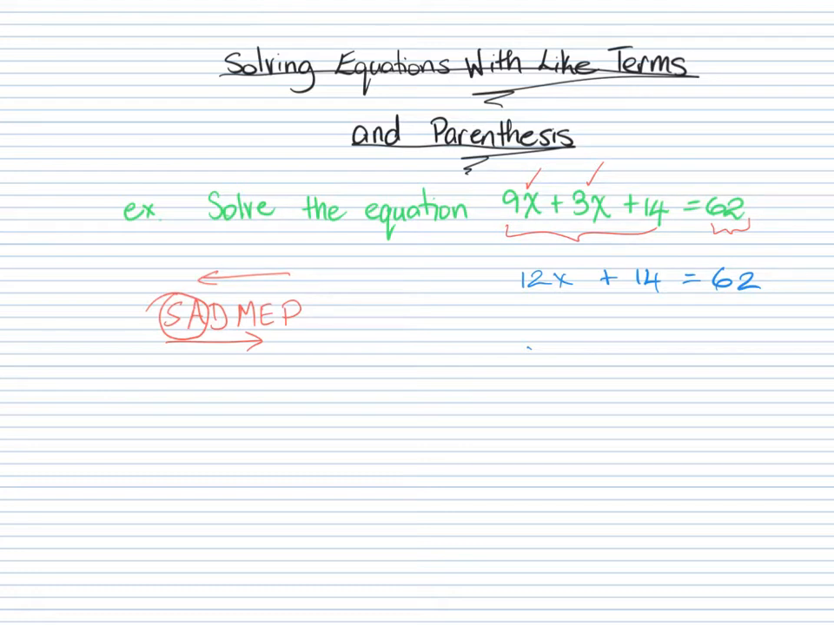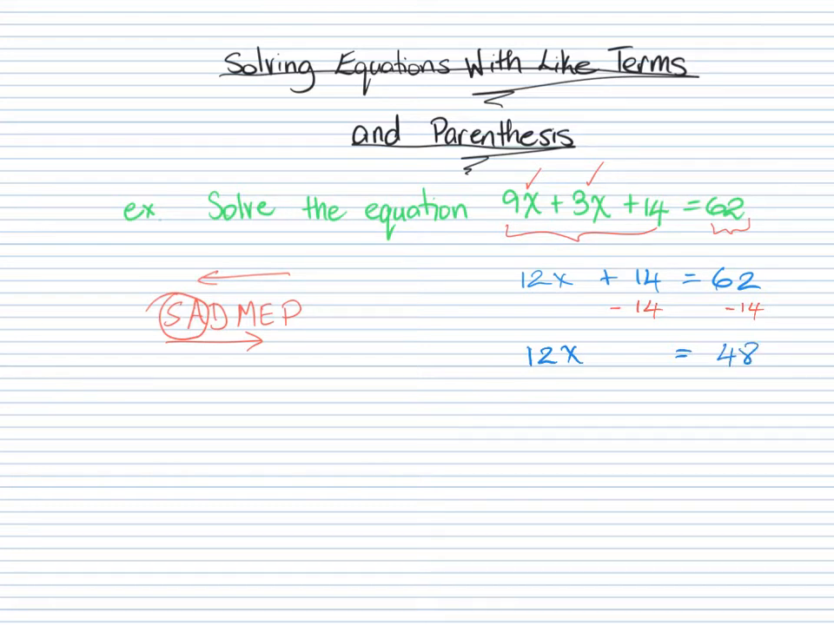So right now, we have 14 being added to that expression, and we want to get rid of it because we want that x alone. So we are going to start off by subtracting 14 from both sides. So when we subtract 14 from both sides, we get that 12x is equal to 62 minus 14, which is 48.